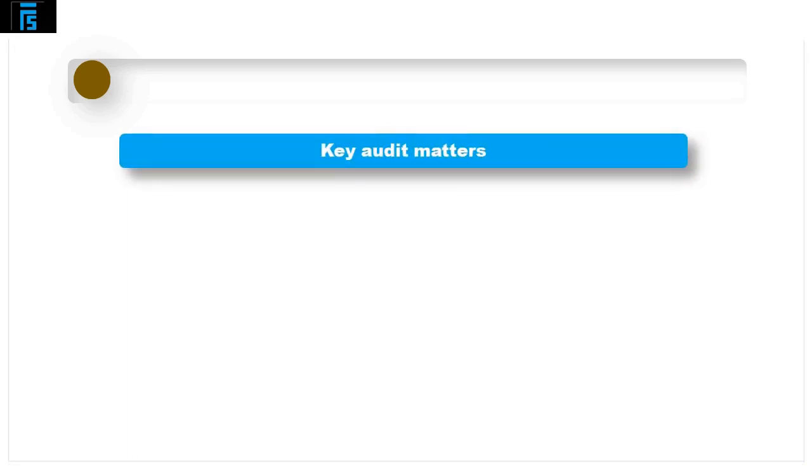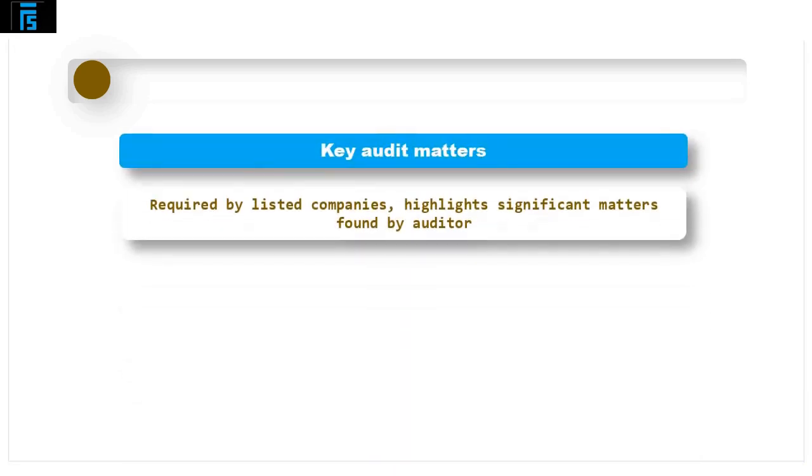Key audit matters is next. This section will highlight any of the important matters that have been dealt with during the course of the audit. Its purpose is to highlight significant areas to the users to help with decision making. This is compulsory for listed companies and can be included for non-listed as it is best practice.